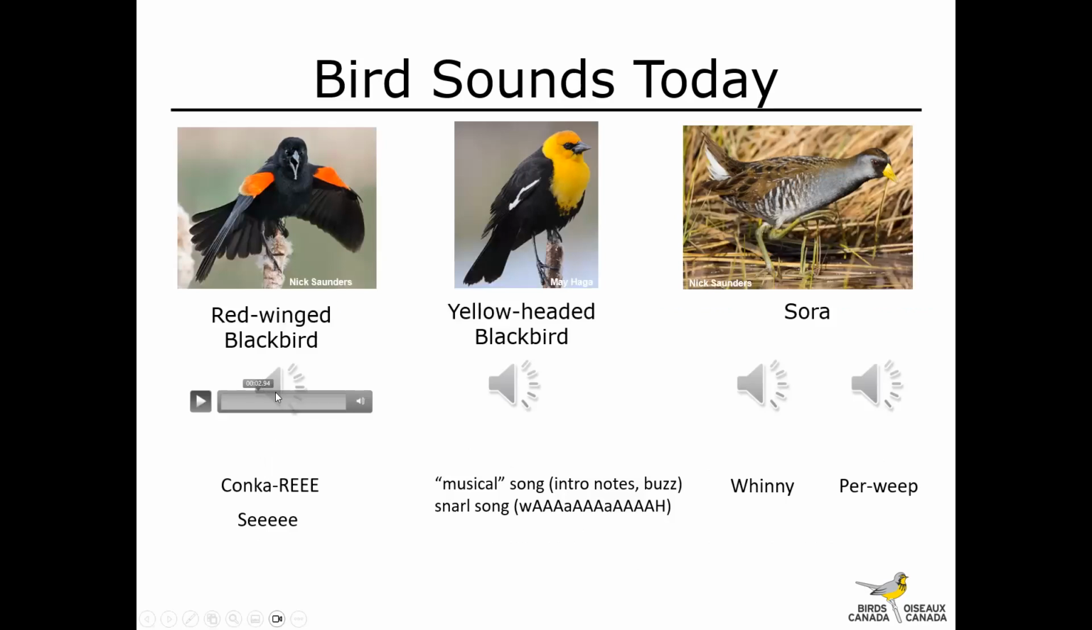We also have the red-winged blackbird. The males do a lot of conquerying and sea calls. And the yellow-headed blackbird with its very dramatic, very loud songs. Sora's got the nice whinny call. And they also do the perweep.